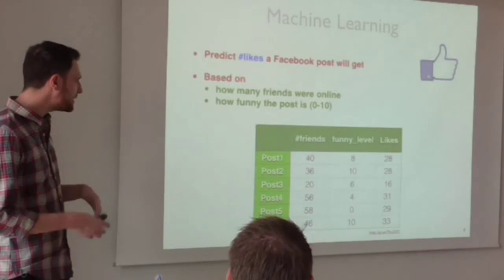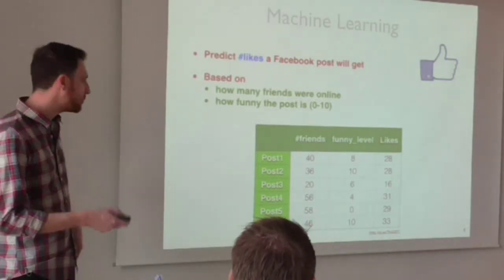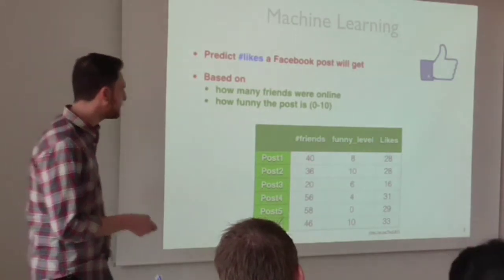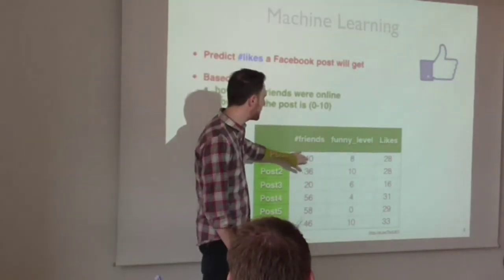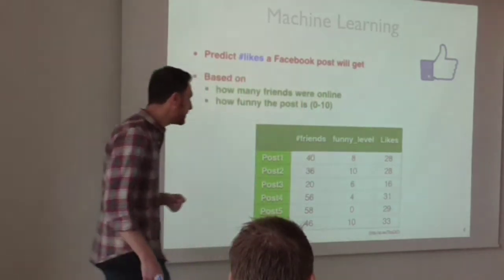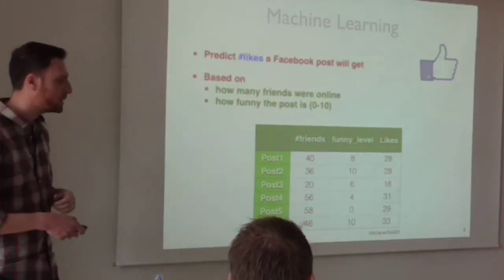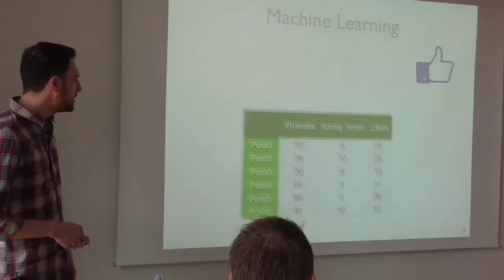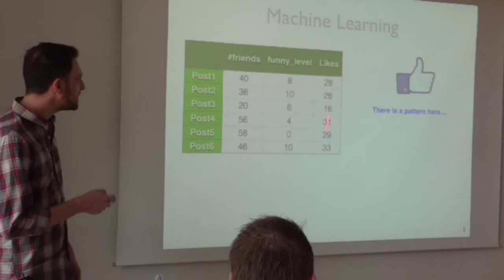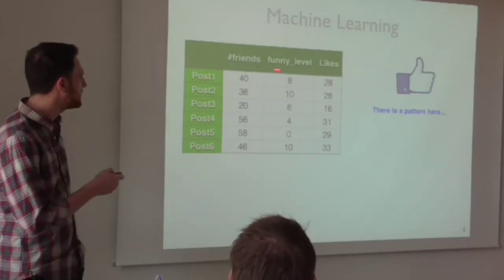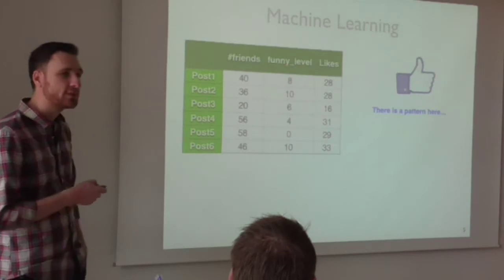So let's say you collect some information about 6 posts that you made in the last month, for example, and you measure the value of those variables, so how many friends are online, how funny you think the post is, and how many likes the post actually got, and you do that for 6 posts. In practice, of course, you would do this over like 1,000 posts or more. So it seems like there's a pattern relating how many likes you get and the number of friends and how funny the post is. Can anyone see what the pattern is?